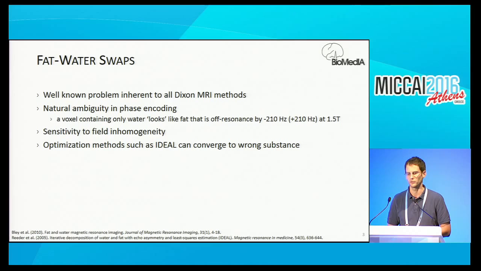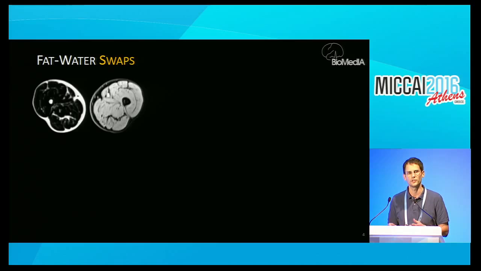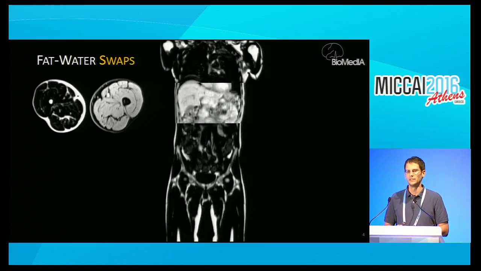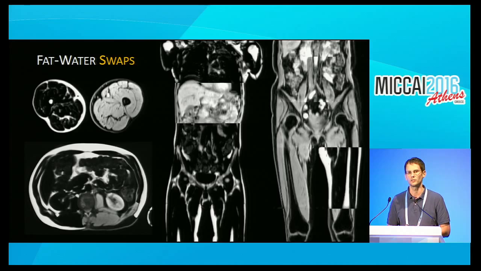So here are some visual examples of what we encountered in our database. There can be left-right swaps, where the left side of the image and the right side of the image are differently weighted. In whole body MRI, where we often have to acquire several stations and then stitch them together, it can happen that a whole station is swapped. Here's another example of a left-right swap in the lower extremities. And this is a particularly interesting case where we have a local region that is swapped, as we can see here, for the left and the right kidney.